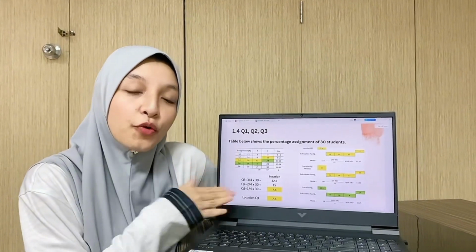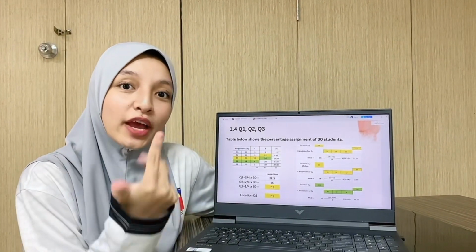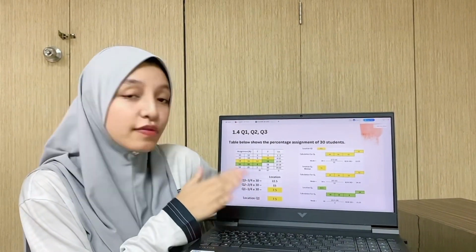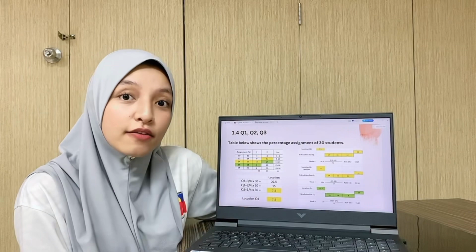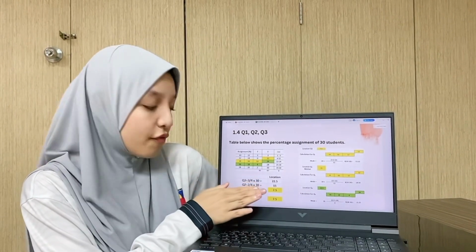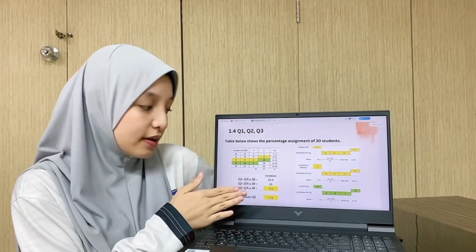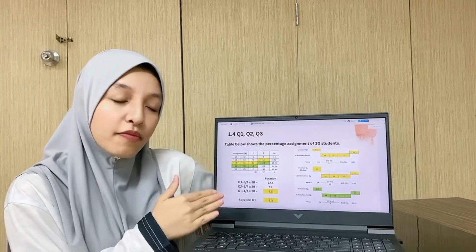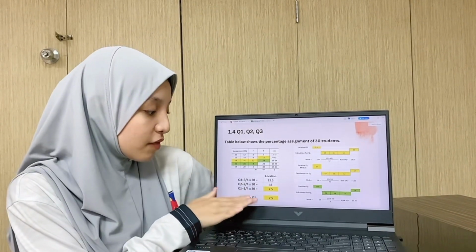Next, 1.4, we need to find Q1, Q2 and Q3. How to find it? For Q3, we need 3 divided by 4 times 30. What is 30? 30 is from the number of students we chose. Then we get 22.5, and for Q2 it is 2 divided by 4 times 30, we got 15, and Q1 is 1 over 4 times 30, we got 7.5.